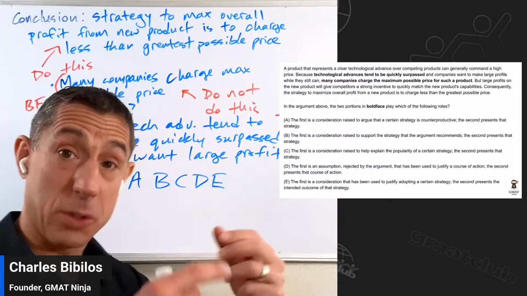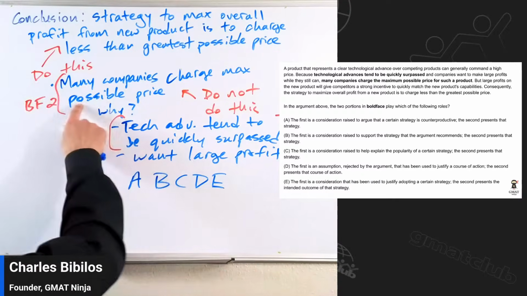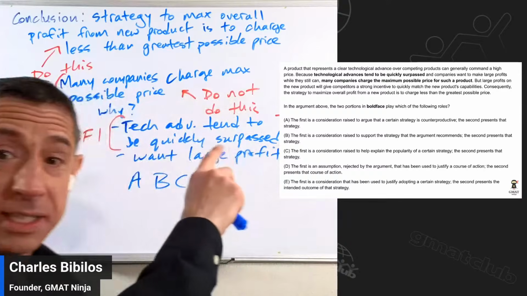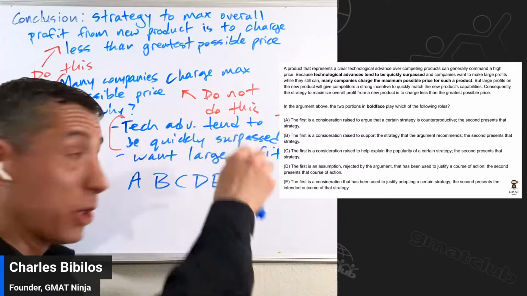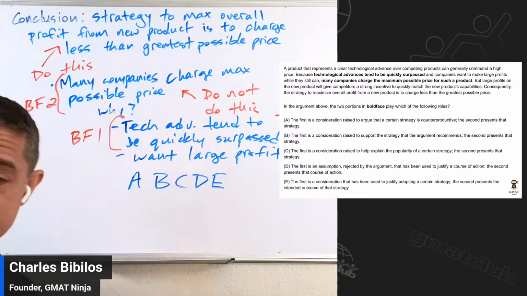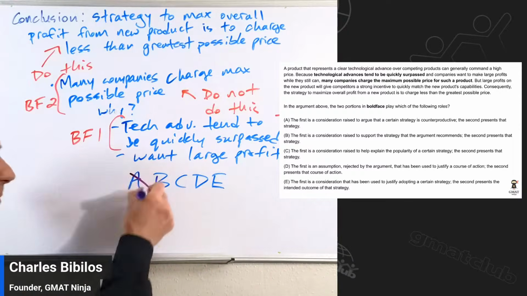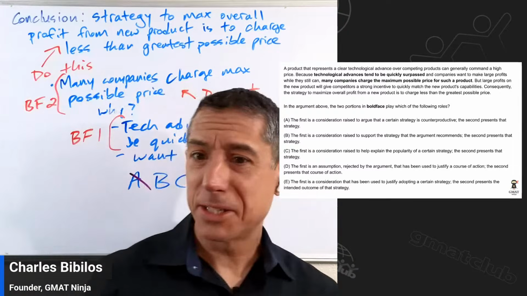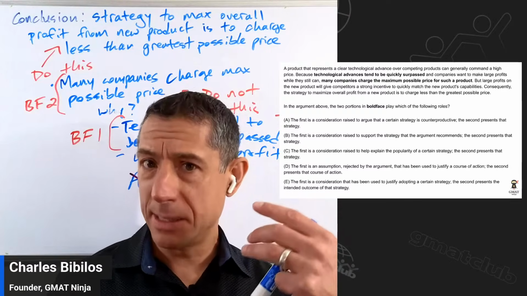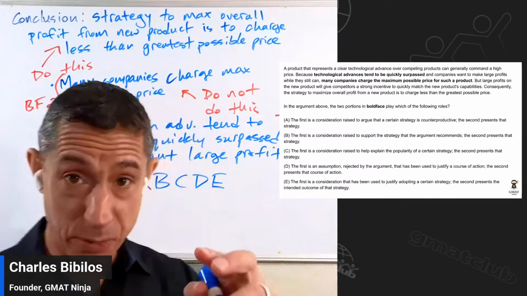Not at all. The argument as a whole argues that this second boldface is counterproductive, but the first one is not used to argue that this is counterproductive. This first boldface actually supports the second boldface in a way. So A is out. B. First is a consideration raised to support the strategy that the argument recommends. Okay, again, if you're new to this language, a little intimidating, take your time at first. You'll get used to it, I promise.